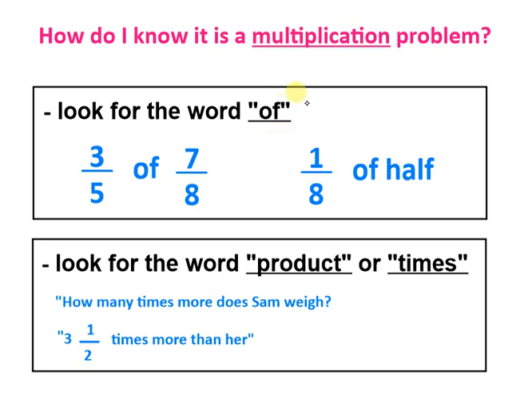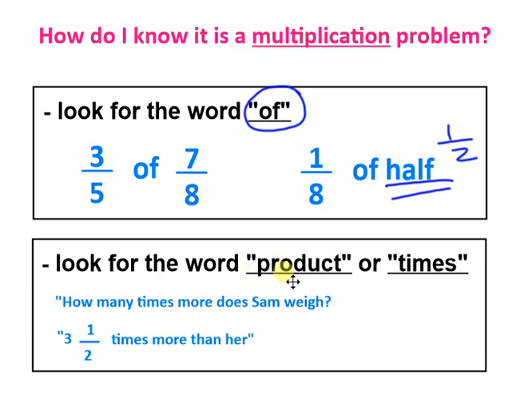So one thing that you can do is look for this word "of." Two examples of what I mean by that is if your word problem says one number of another. So 3/5 of 7/8 or 1/8 of a half. And remember, this word half actually means the fraction 1/2. So don't let that deceive you either.